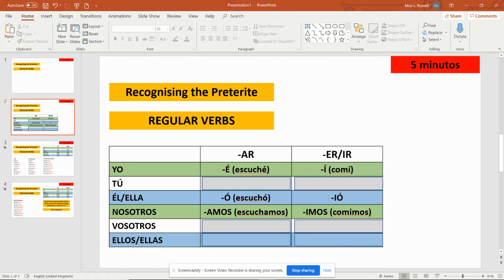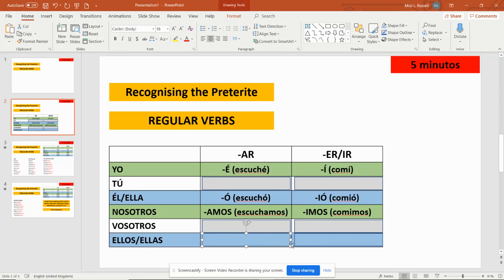In the same way, if we wanted to talk about he or she with an ER or an IR verb, it would be ió. Now note that the accent is on the O, not on the I like it is in the yo form. So here we would say comió. Comió las pizzas. He or she ate pizzas. So if it ends in ó with an accent, then it is going to be for he or she. And ió, he or she.